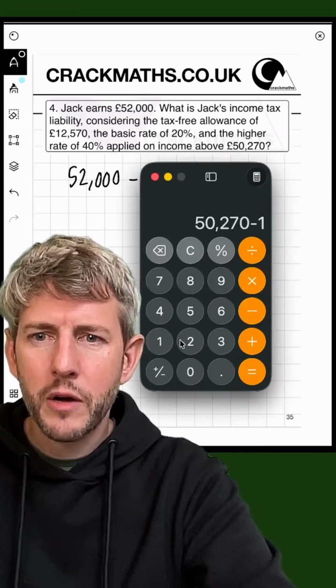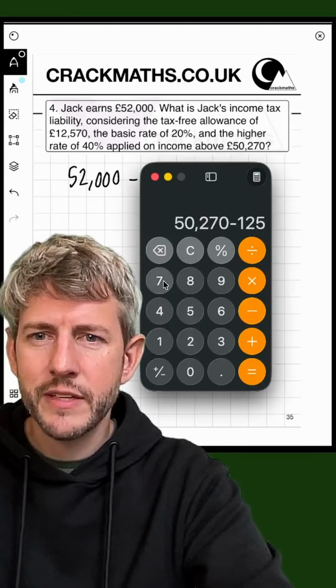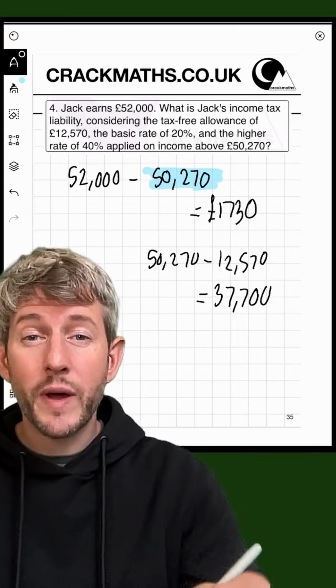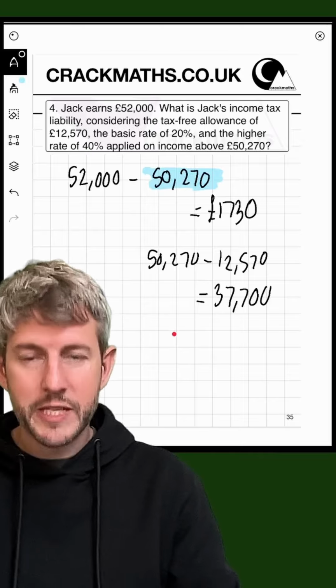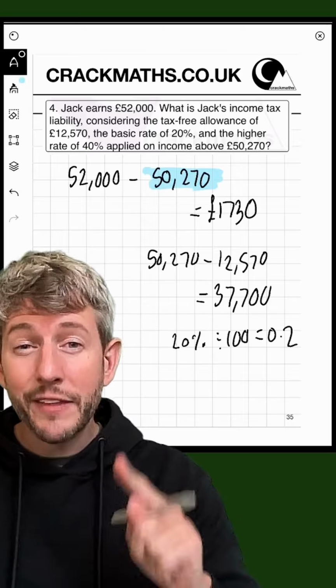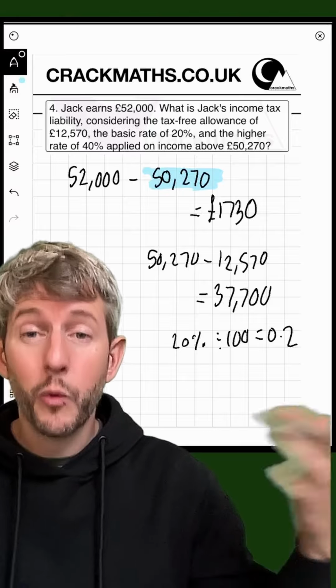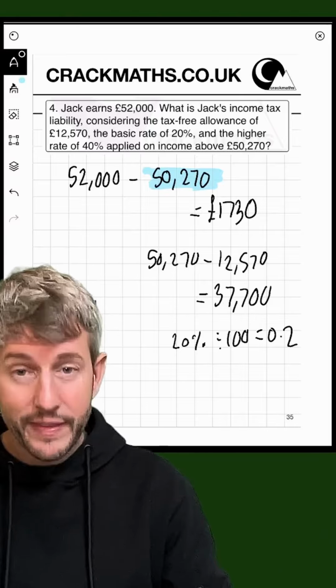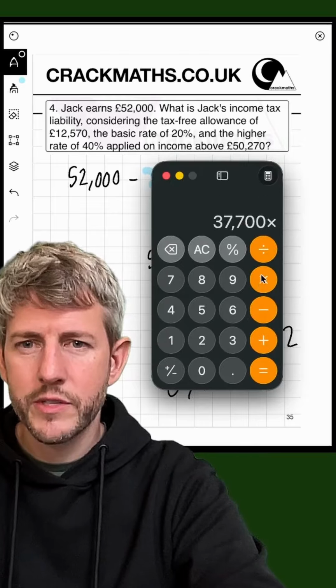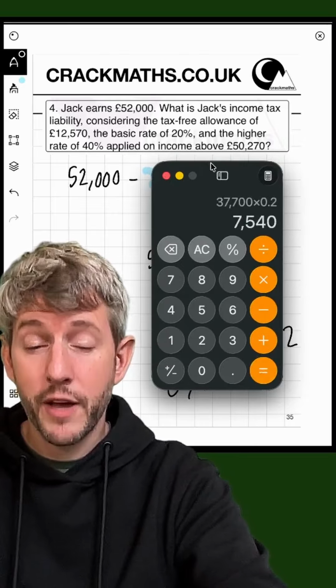50,270, take away 12,570, leaves us with 37,700. And now what we need is 20% of that. So remember, if I want 20%, I do 20 divided by 100 equals 0.2. And now anything I multiply by 0.2 will give me 20% of that amount. So on the calculator, 37,700 times 0.2 equals 7,540.